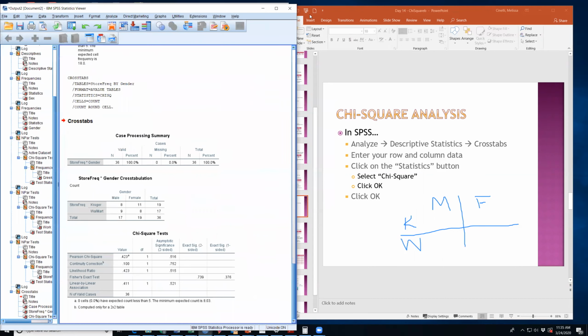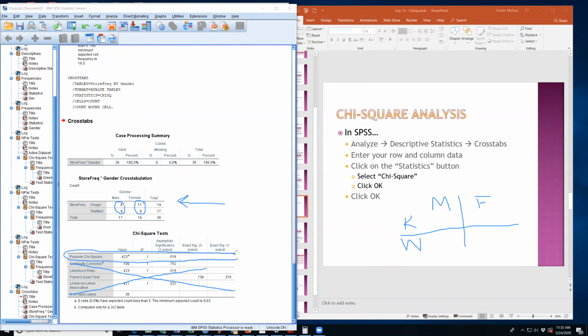Our output here looks a little different than what we saw previously. Here we have the crosstab table, which is what we saw in the PowerPoint slides. 8 men said Kroger, 9 men said Walmart, 11 women said Kroger, 8 women said Walmart. What we need to know is, are these differences large enough that they're unlikely to be due to chance and sampling error? Ignore everything down here except for the first row where it says Pearson chi-square.